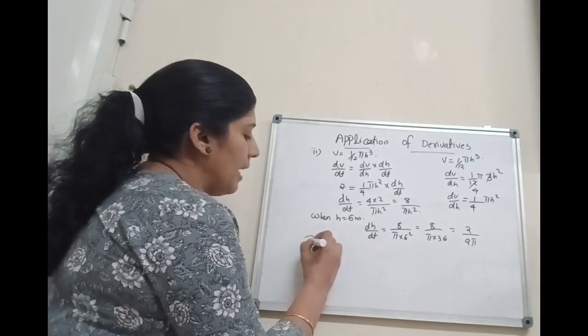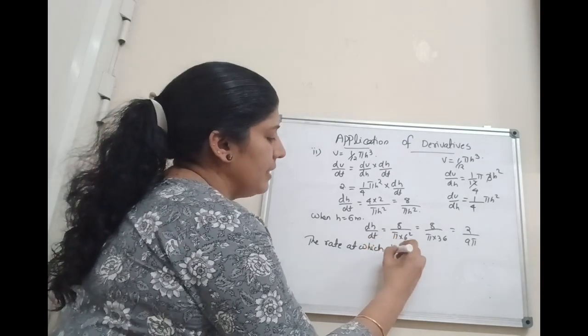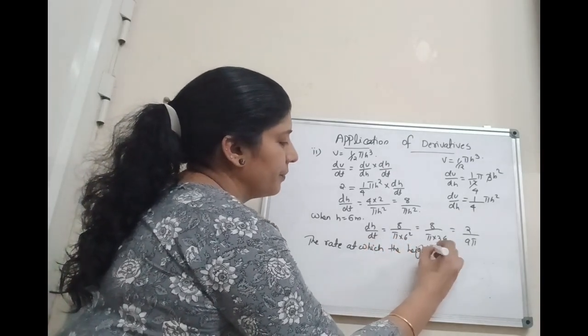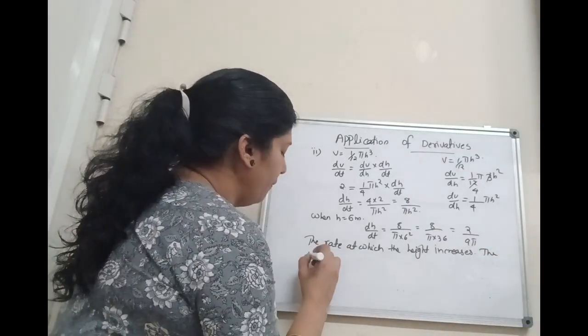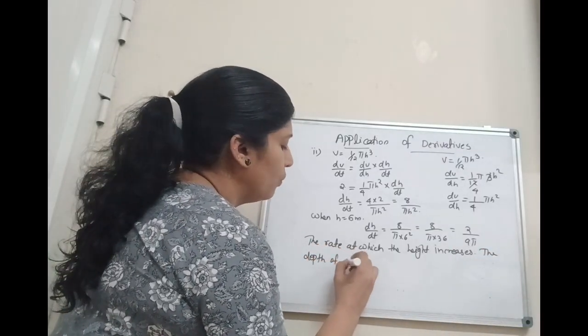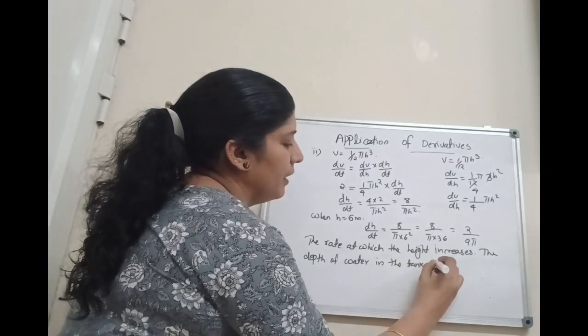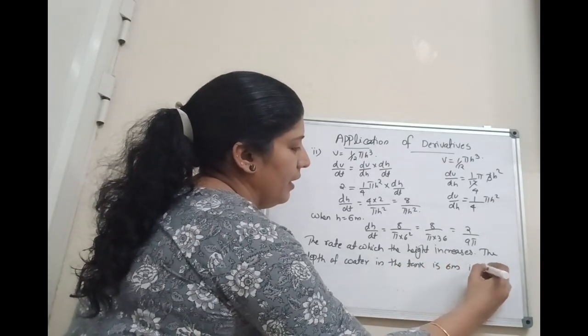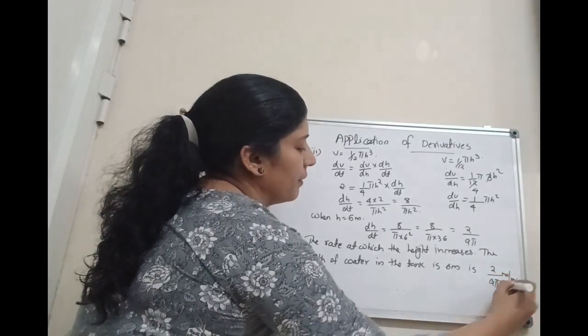Here, the rate at which the height increases, the depth of water in the tank when it is 6 meter, is 2 by 9 pi meter per minute.